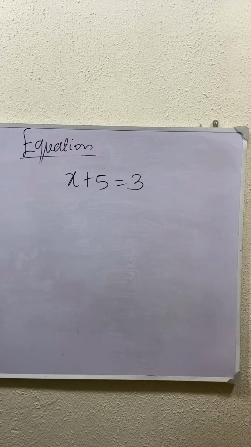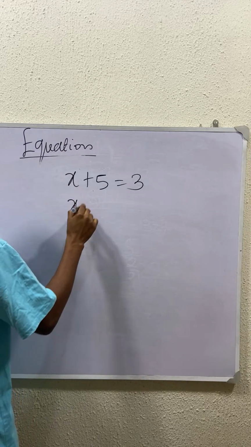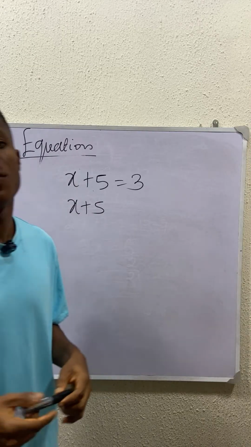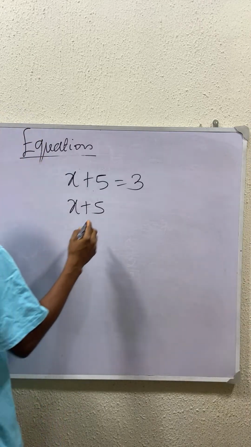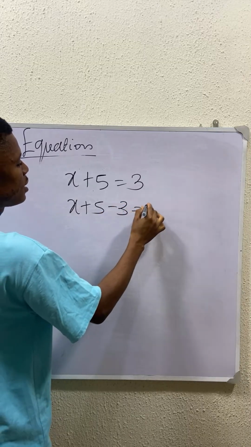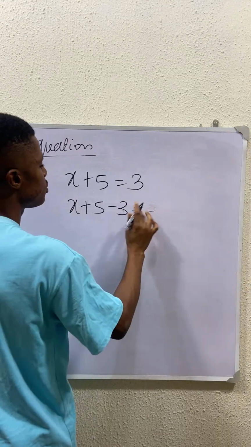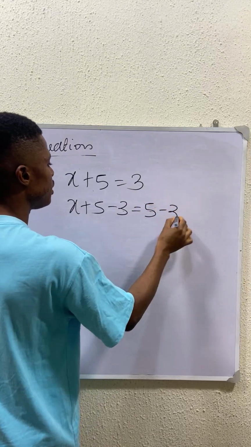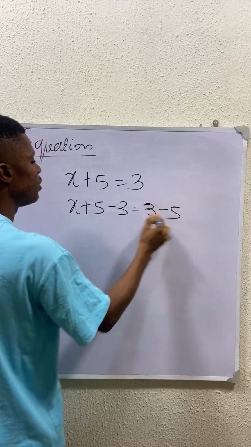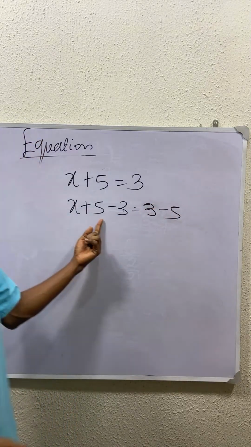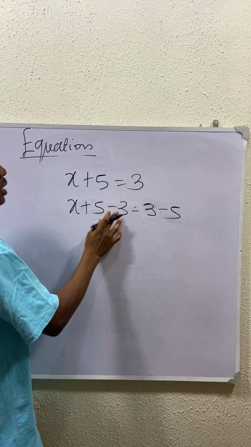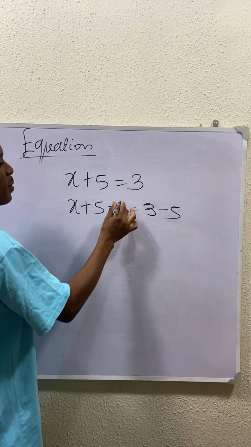It is very simple. You have x plus 5 is equal to 3, and we are looking for the value of x. You have to take away 5 from both sides. Sorry, I'm supposed to take away 5 from both sides, so you have 3 minus 5.